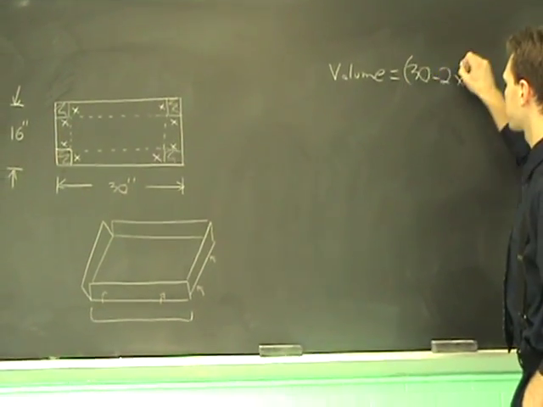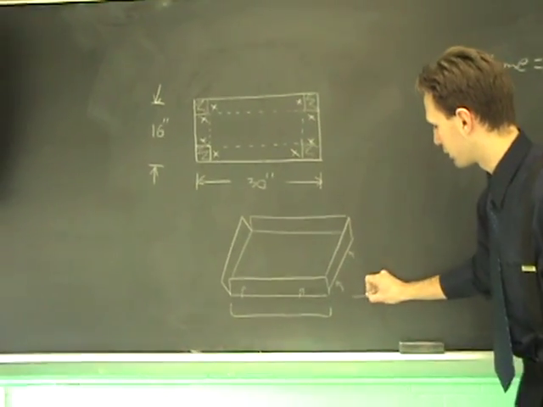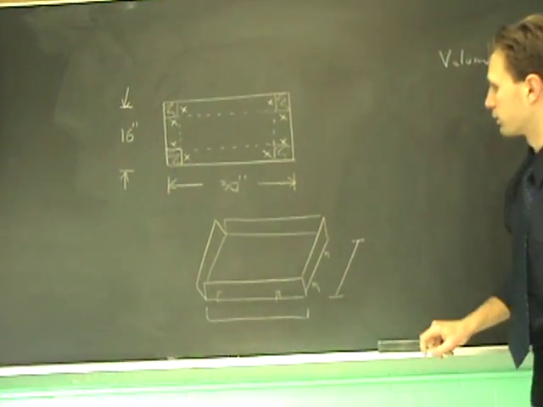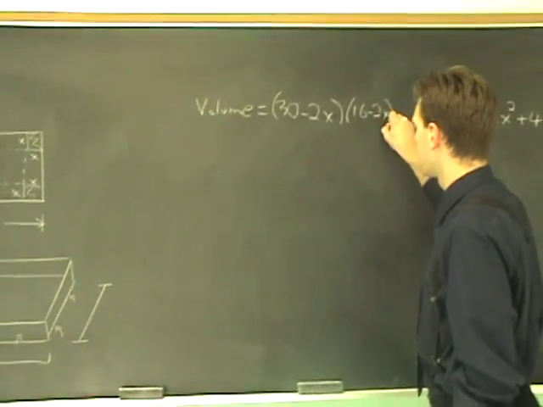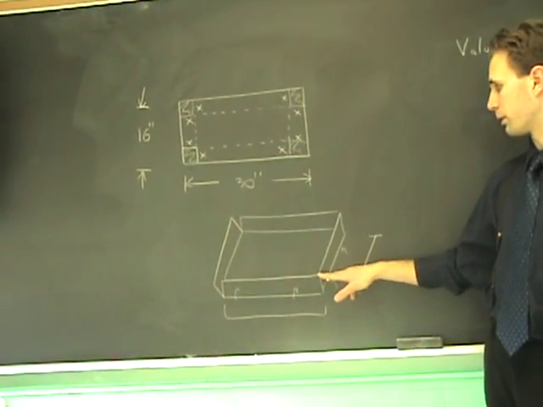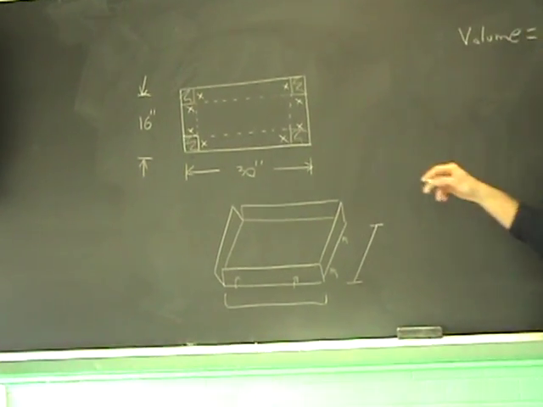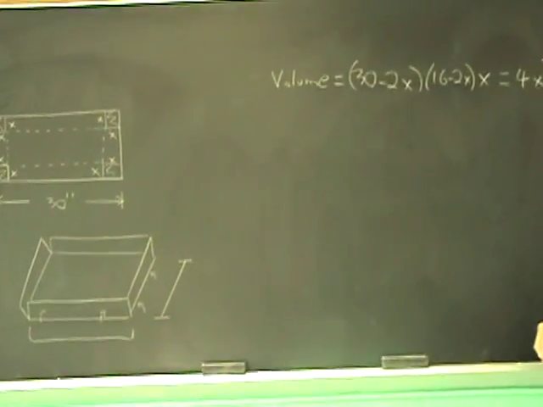30 minus 2x. The width of the box will be something similar. It's going to be 16 minus 2x. So multiply that by 16 minus 2x. And the height of the box is just going to be the size of the flaps that you had cut out. So it's just going to be times x. So that's the volume equation.